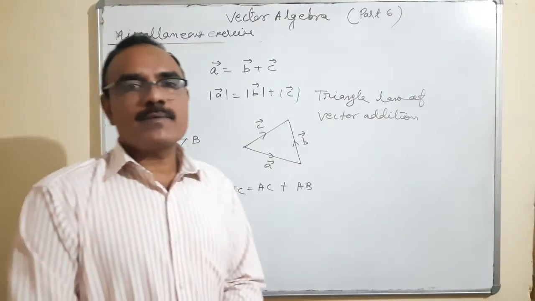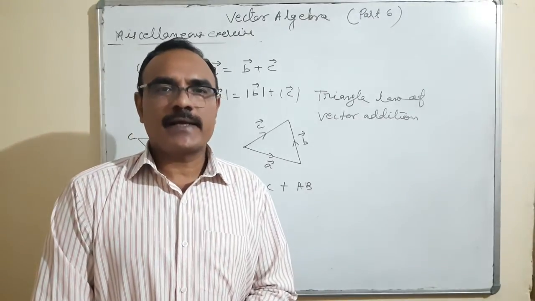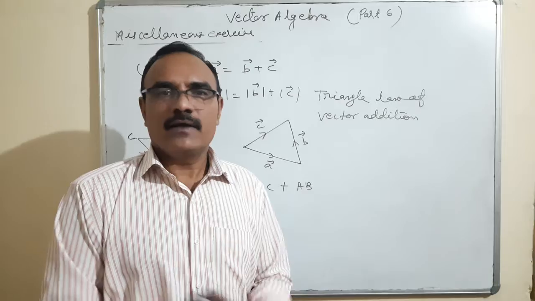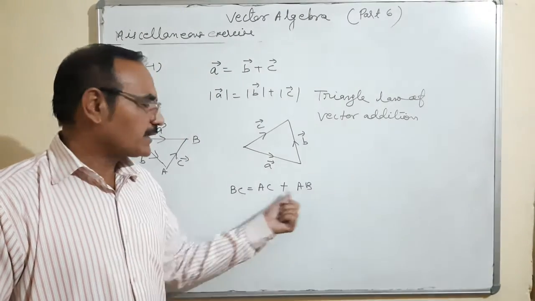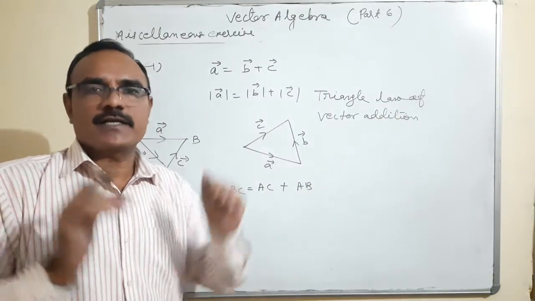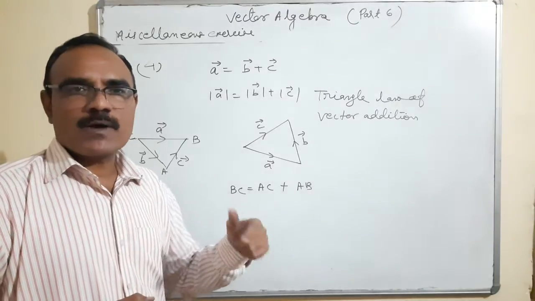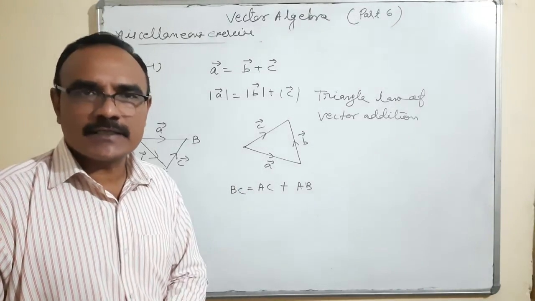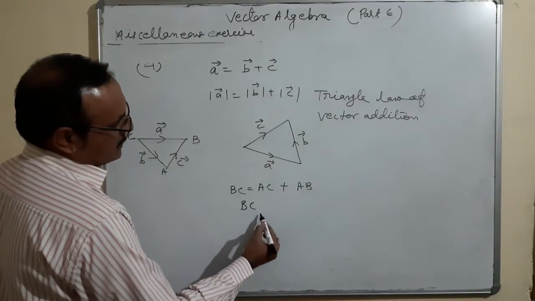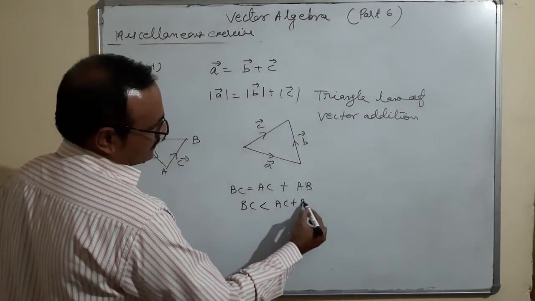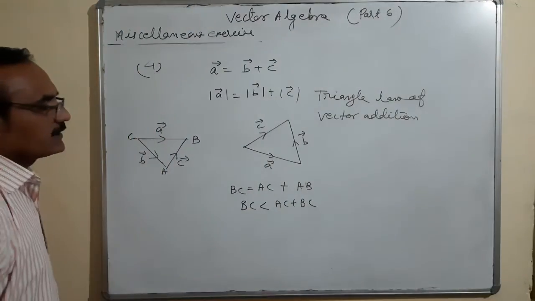Is it true? In class 9th, you have studied the theorem that in a triangle, the sum of any two sides of a triangle is always greater than the third side. It is not possible that the sum of any two sides of a triangle is equal to the third side. If it comes, that means these 3 points are coming in a straight line. As per the theorem, the sum of any two sides of a triangle is always greater than the third side. So here it should be BC is less than AC plus AB.